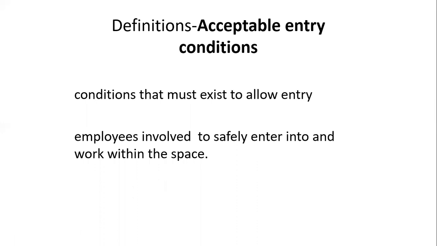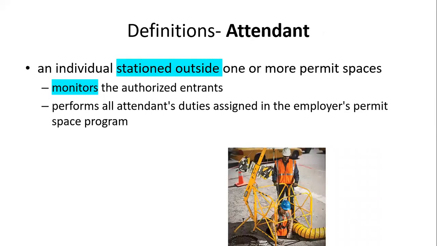Acceptable entry conditions, that's an easy one. All right, what conditions do we want to make sure our employees are safely entering into the workspace? An attendant, that's pretty straightforward. They're stationed outside. Their job is to monitor what's going on with the entrance. I'll talk about the entrance in a second. And perform other duties that are involved with the permit program.